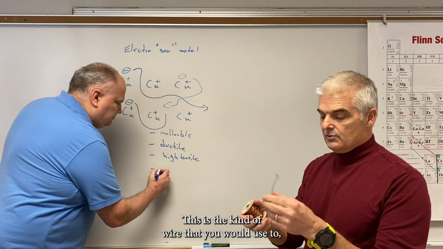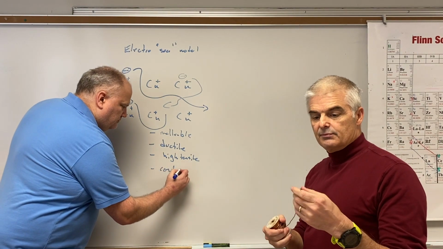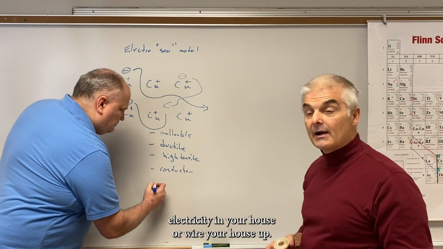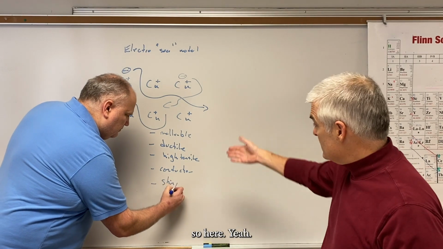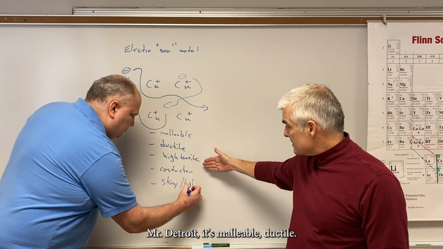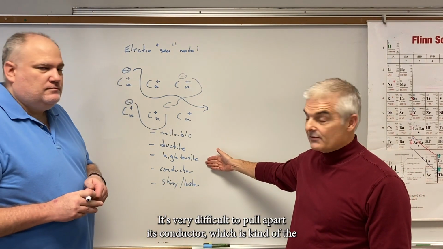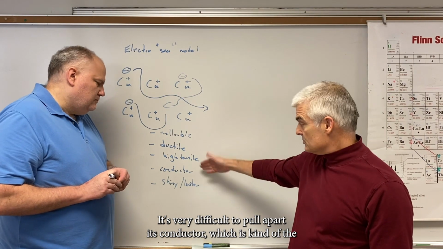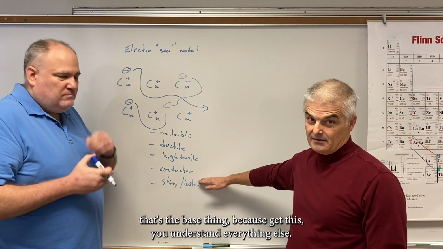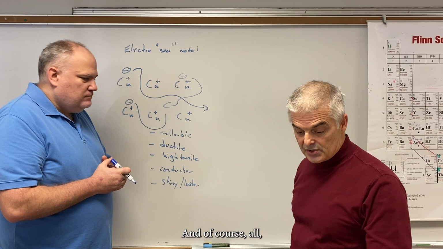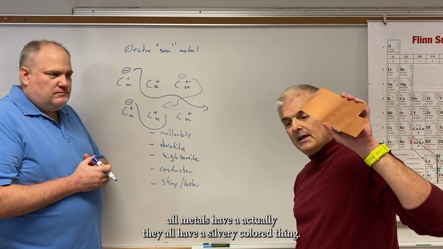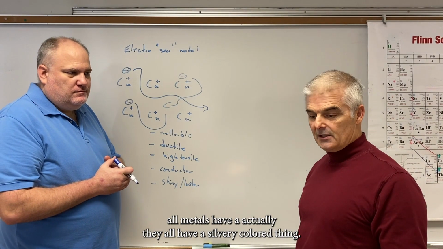This is the kind of wire that you would use to wire your house up with electricity. So it's malleable, ductile, and highly tensile, meaning it's very difficult to pull apart. It's a conductor, which is the base thing, because if you get this, you understand everything else. And of course, all metals have a silvery color.